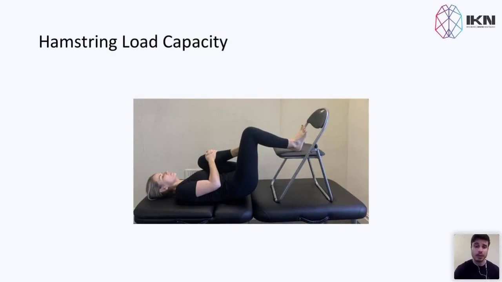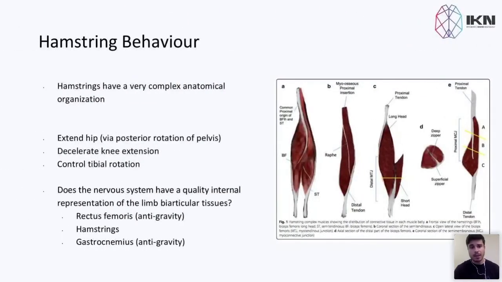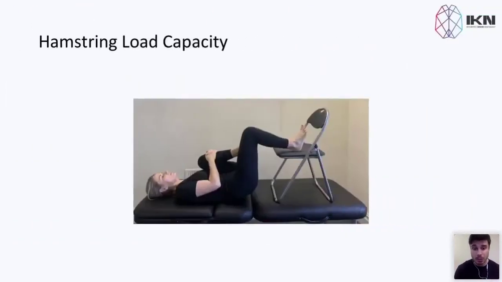Now, when we look at the hamstrings, we need to consider, if I just go back to this slide for a second, that the hamstrings will extend the hip via more of a posterior rotation of the pelvis. The hamstrings will insert up into the ischial tuberosities, but they'll also work to flex the knee. So we need to consider how the hamstrings are interacting with the pelvis as well.